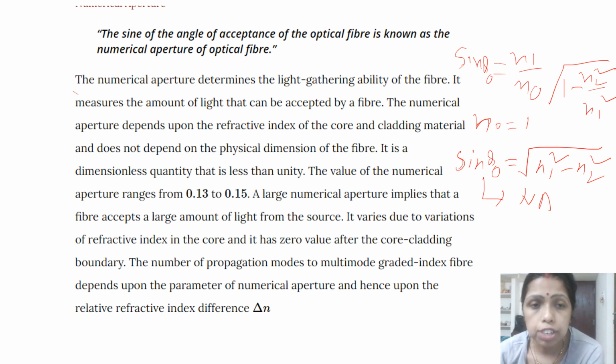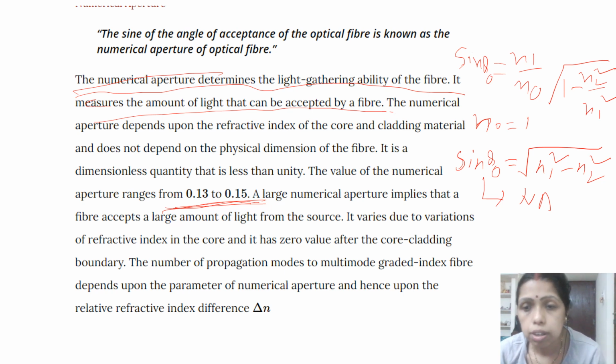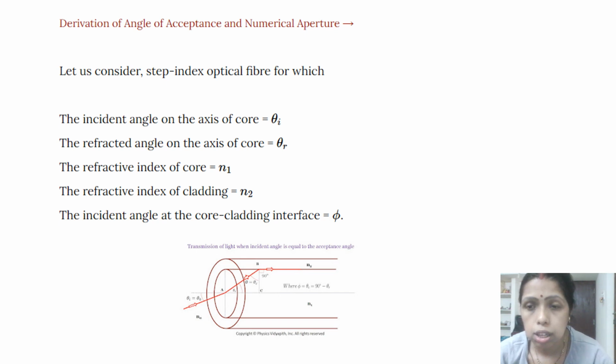By definition, numerical aperture determines the light gathering capability of the fiber. The amount of light that can be accepted by the fiber is calculated by the numerical aperture. Normally the numerical aperture value is 0.13 to 0.15, right? So I think the derivation is clear. I have just applied some new mathematics and can calculate the numerical aperture in terms of the refractive index. The derivation I have already discussed.